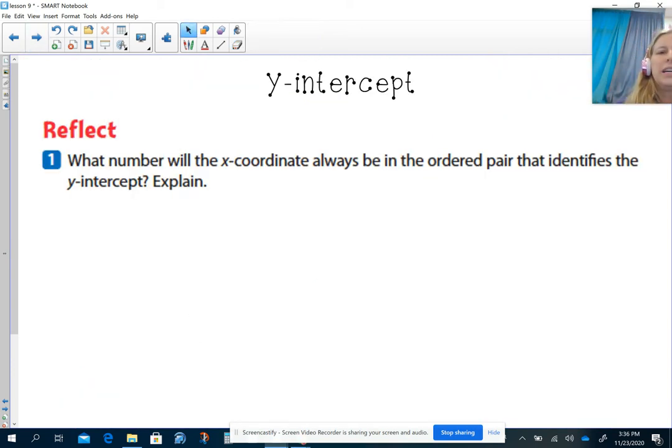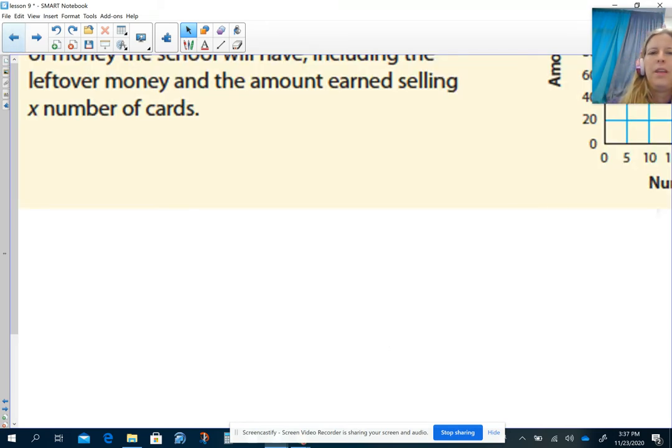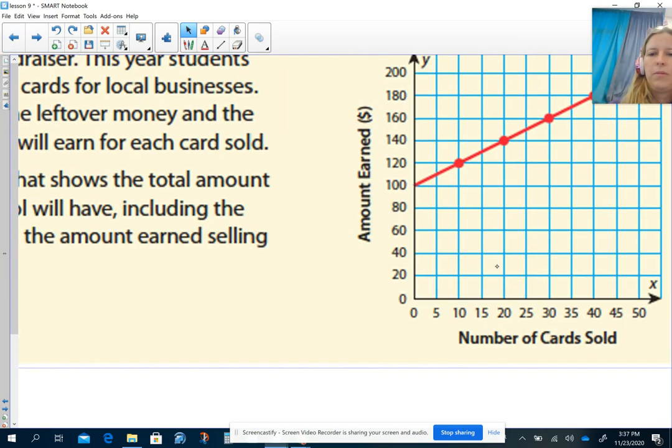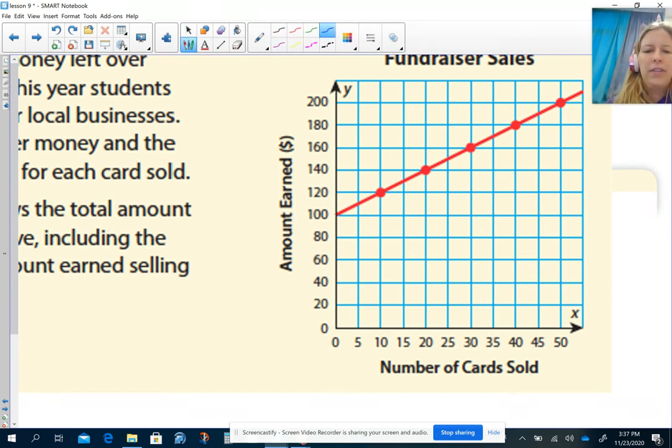Okay, so we're going to end with this. What number will the x-coordinate always be in the ordered pair that identifies the y-intercept? I know we've talked about this, but that's a good question to end on. I bet if we went back to here, and if I pulled this down, where we have our y-intercept, did we talk about our y-intercept? Let's talk about that. So this guy right here, he's our initial value, isn't he?